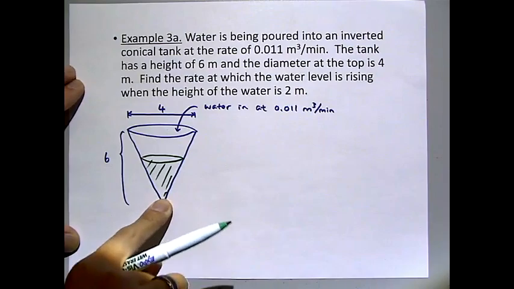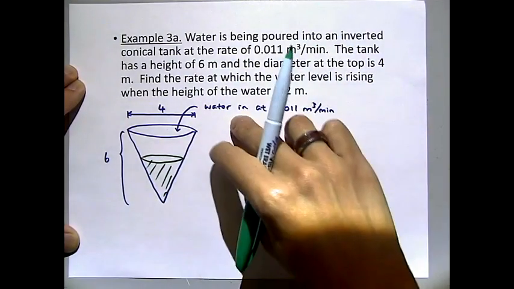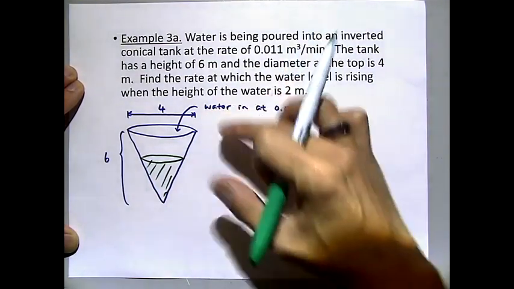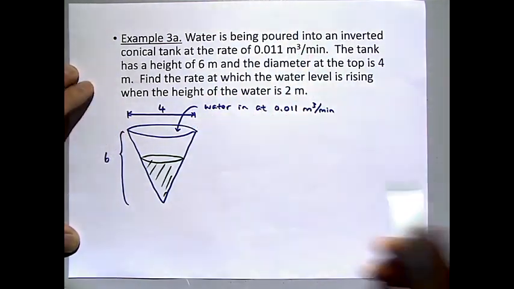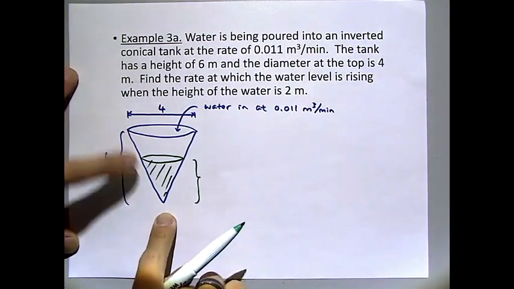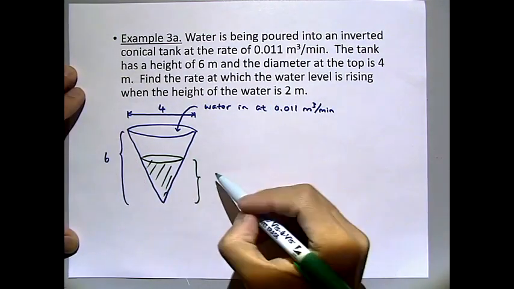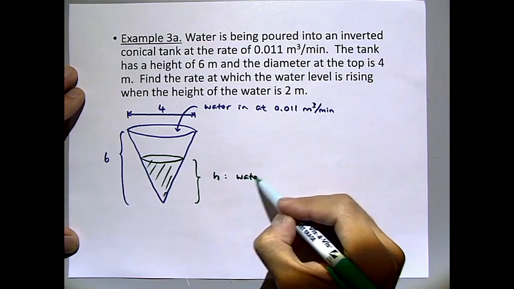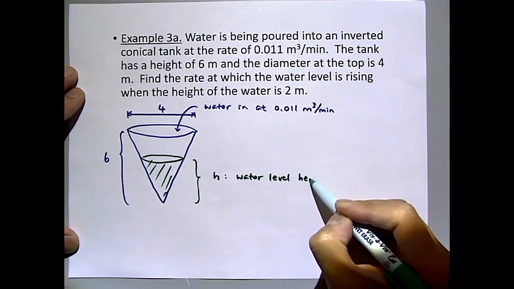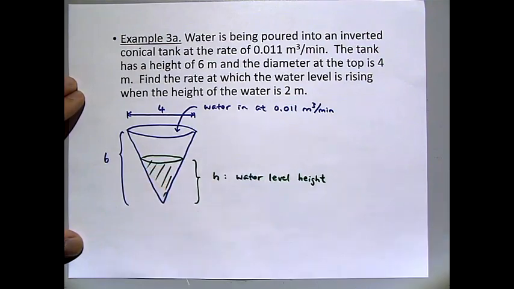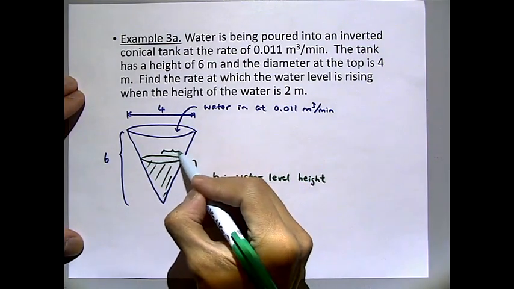So this is water that's already in the tank. As I pour water into here, this green part is going to grow, all the way until it's exactly the same size as the tank. The level of water from the base to the surface, let's call that H. And also note that the surface right here is a circle, right? Let's call that R.